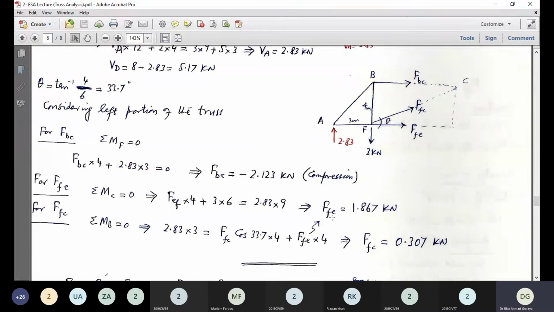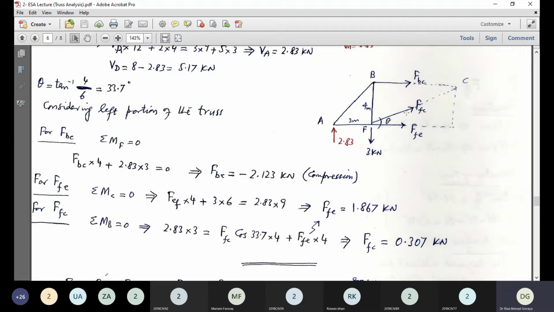Now finally, for this sigma FFC, you have two approaches. The other two unknowns are known now. So either you proceed through sigma Fy equals 0, or you can consider the appropriate moment center. Both approaches are good. So for FFC, this inclined member, sigma MB is 0.